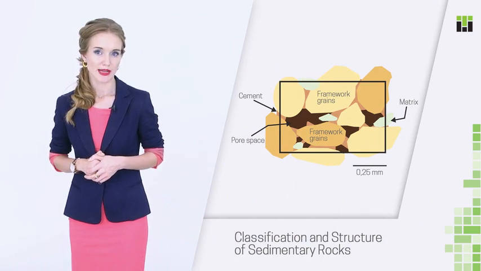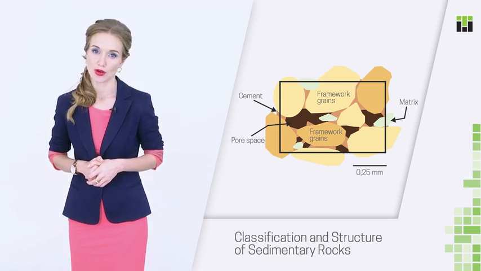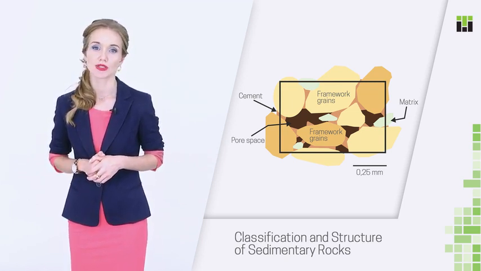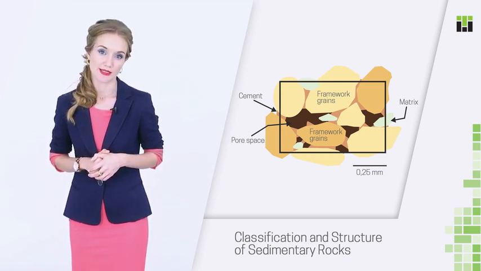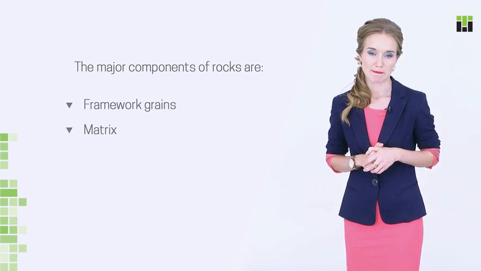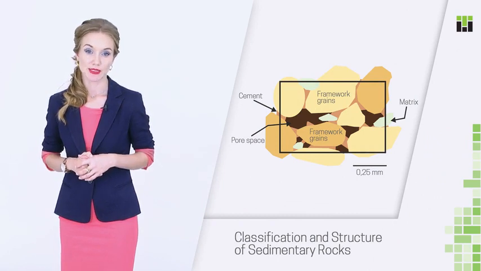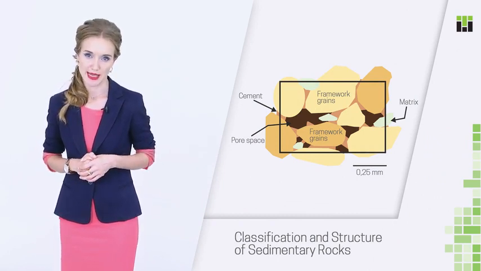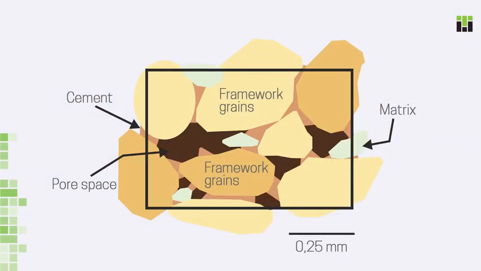As for the texture or microstructure of sedimentary rocks, it is very important for us to understand the capability of rock to contain liquid hydrocarbons or serve as an impermeable barrier. In other words, to form an oil or gas field. The major components of rocks are framework grains, matrix, cement, and pore space. Framework grains are sand or silt grains that build a rigid frame capable of preserving pore space which will contain hydrocarbons. Matrix consists of finer material that surrounds the coarser grains, filling the space between them.